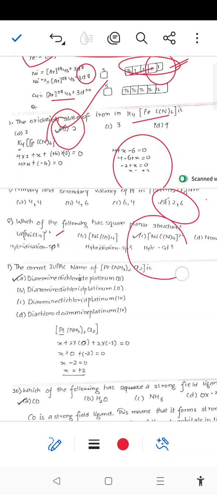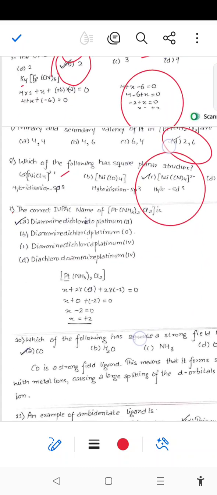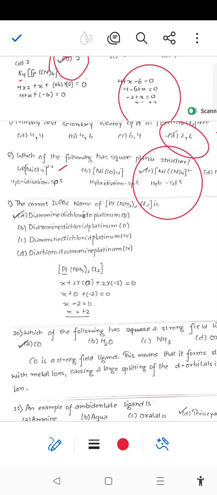So this is nickel cyanide, [Ni(CN)4]2-, having a square planar structure. Next, the correct IUPAC name of [Pt(NH3)2Cl2] is diamminedichloroplatinum(II). So this is the right answer. As we know, first we have to calculate the oxidation state X. Ammonia is a neutral ligand, Cl is -1.